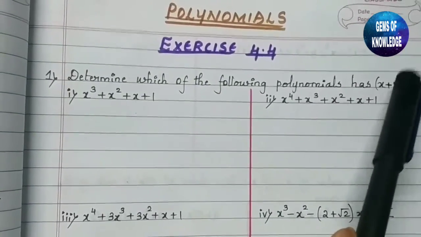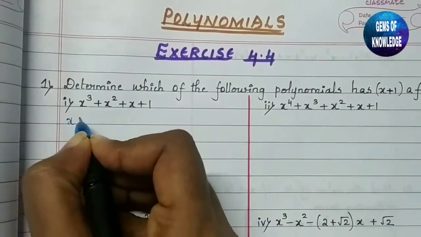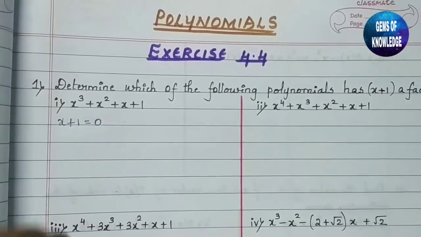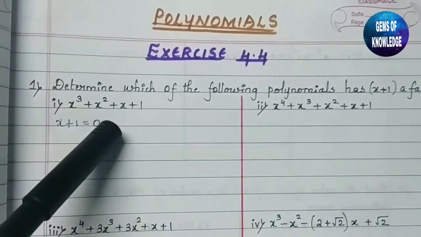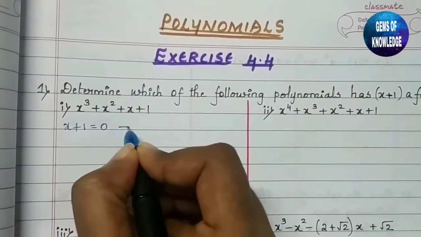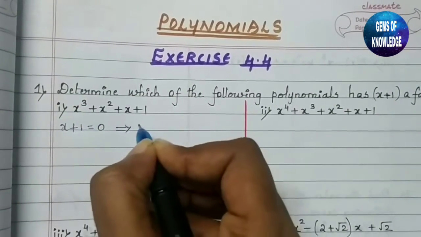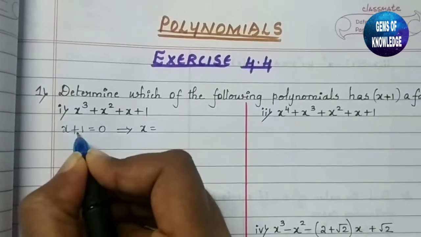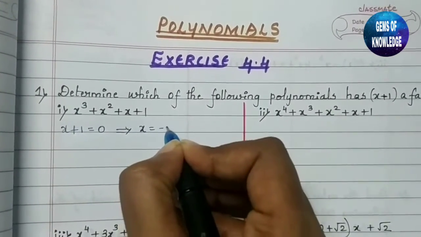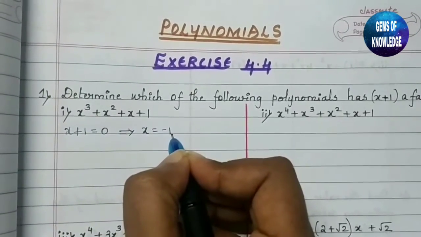So for showing that, what we need to do here is take that x plus 1 and equate it to 0 so that we get the value for our x. When we equate this to 0, what happens here? When you bring this plus 1 to this side, we are getting x is equal to minus 1. So we will get the value of x is equal to minus 1.